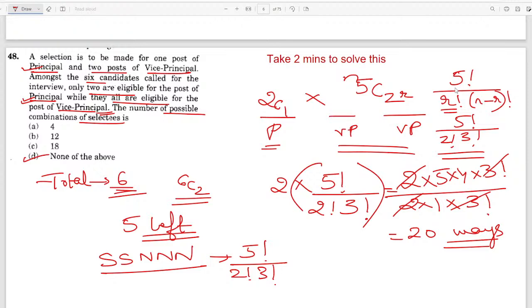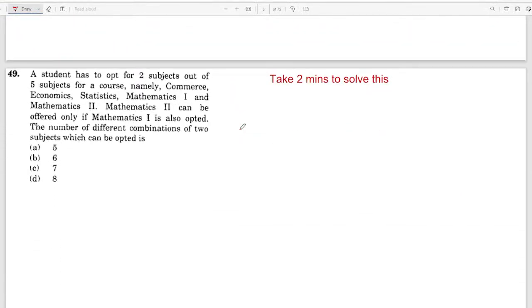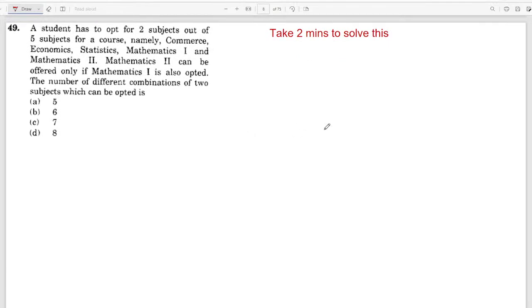I hope this is clear, Prajwal. If you have any doubts, please ask. Okay. So then we'll move to the next question. Take 2 minutes to solve this question.